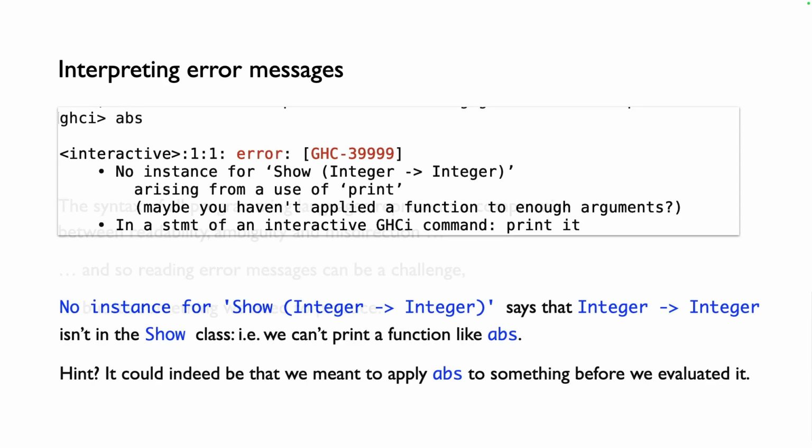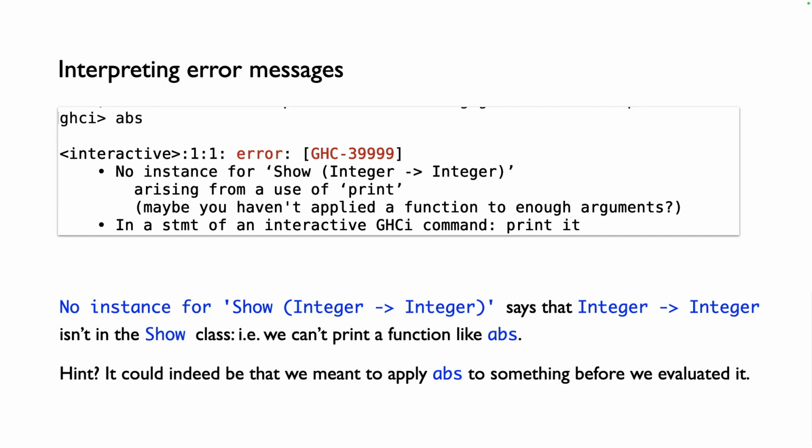So let's start off. What I've done here is I've asked ghci, what is the value of abs? And if you remember, abs is a function which tells you the absolute value of a number. It removes the minus sign, in other words. Now, if you remember when we talked about printing values out, one of the things I said was that you can't print out functions. And indeed, this is telling us in the way that it's formulated inside Haskell, that's the case.